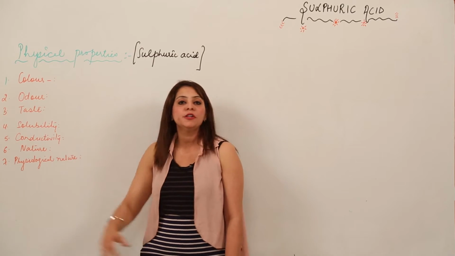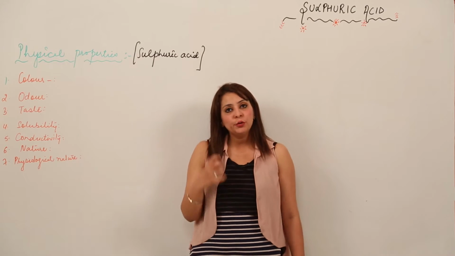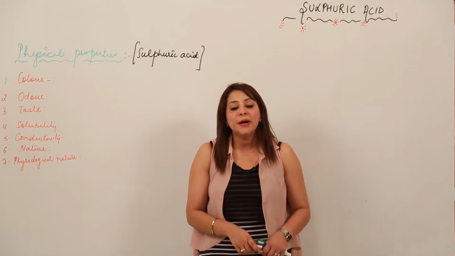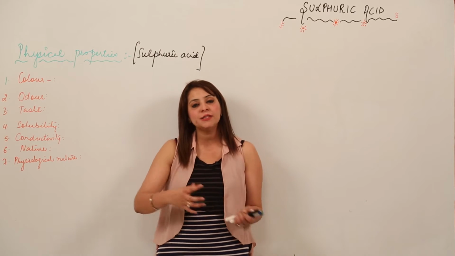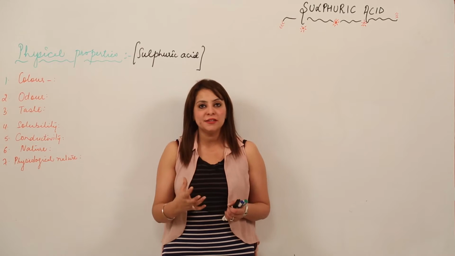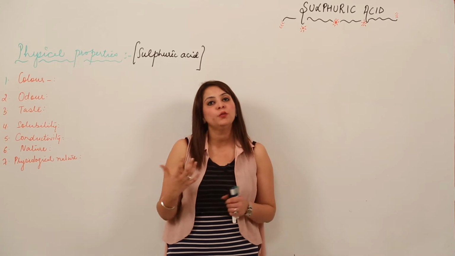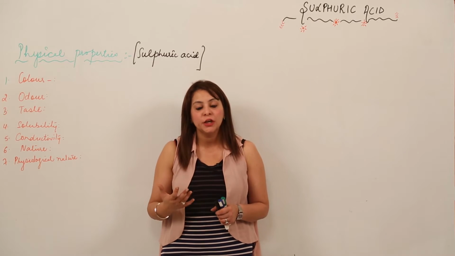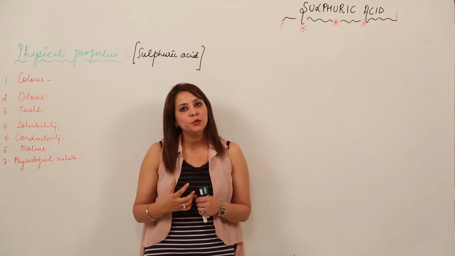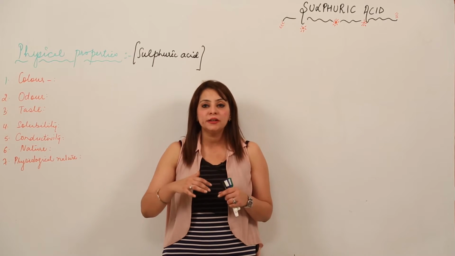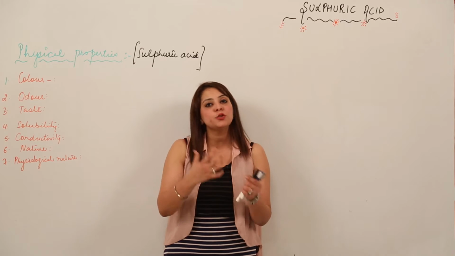And when we talk about the solubility, sulfuric acid is soluble in water in almost all proportions, right? But you know that when we add acid to water, as we know, sulfuric acid is a strong acid, the reaction between the sulfuric acid and water is exothermic. So if we wish to dilute it, we do not add water to an acid, but instead we add acid to water.